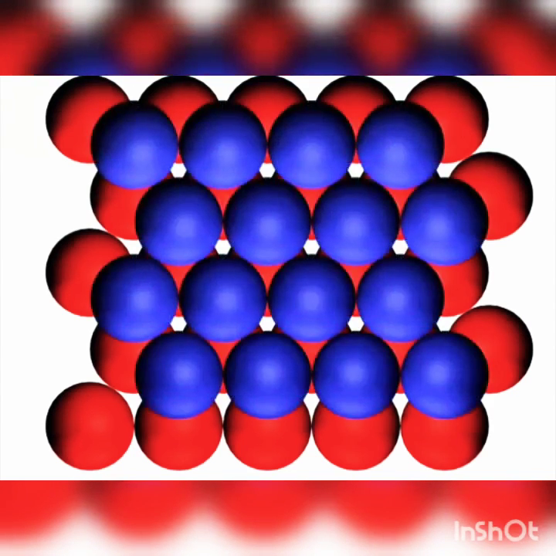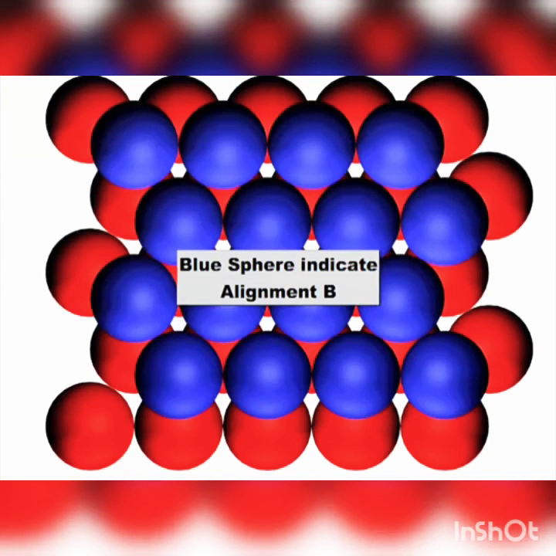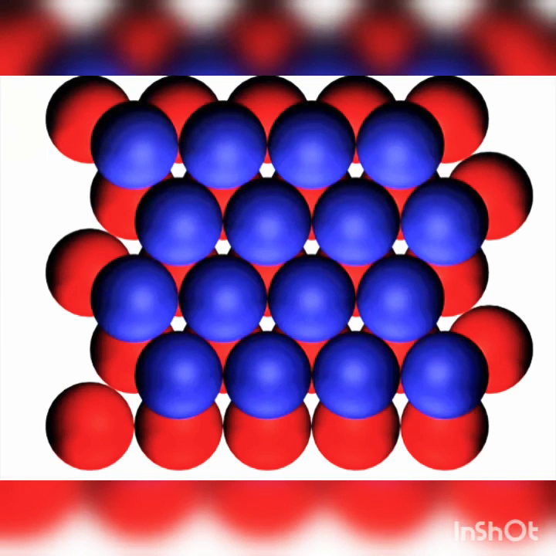For efficient packing, we will have to place the second layer in such a way that the spheres are exactly over the triangular voids of the first layer. Only these triangular voids can be covered. The spheres of the second layer are blue in color, which indicates that this layer has a different alignment, and this alignment is called B. We can no longer see all the void spaces created between the two layers.